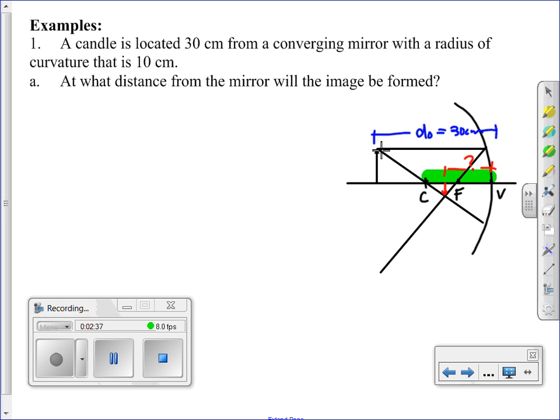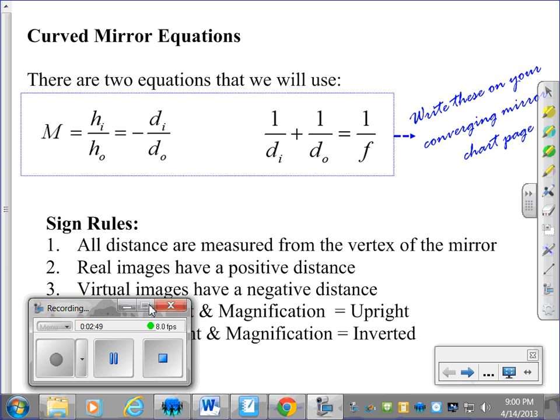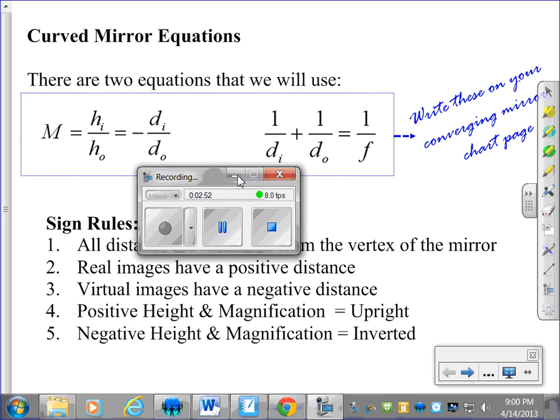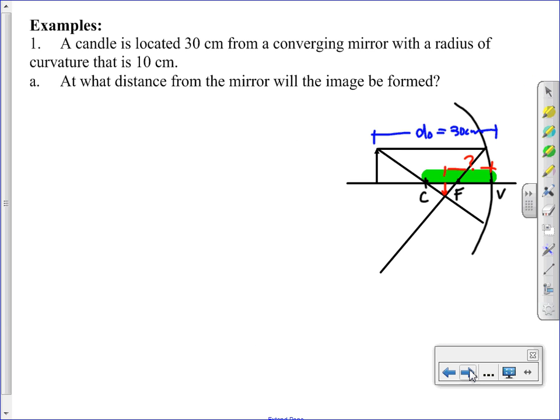There's another rule that's going to apply here that says that virtual images have negative distance, so is it a virtual image? We'll see if that's the case or not. And if it's an inverted situation, which we have here, that means the height has to be negative. So we can see here that it's upside down. It's going to have a negative height. So let's use the formulas to verify that.